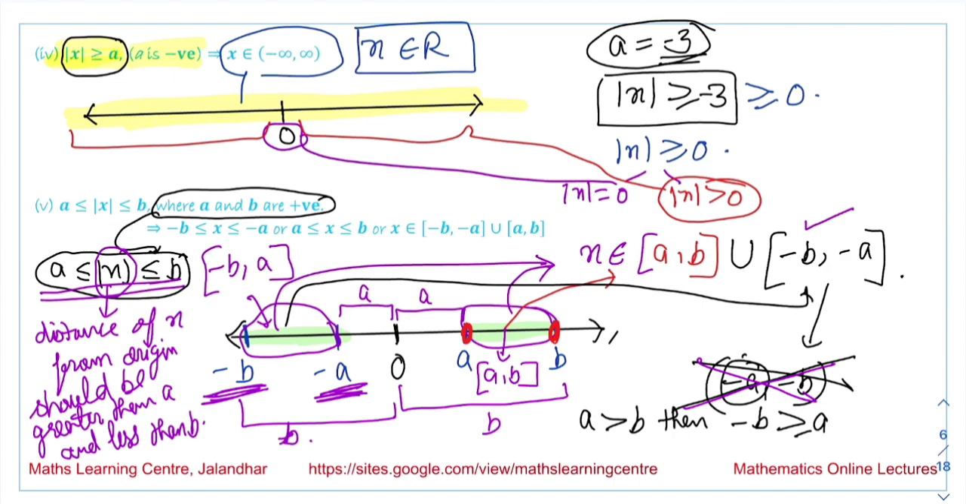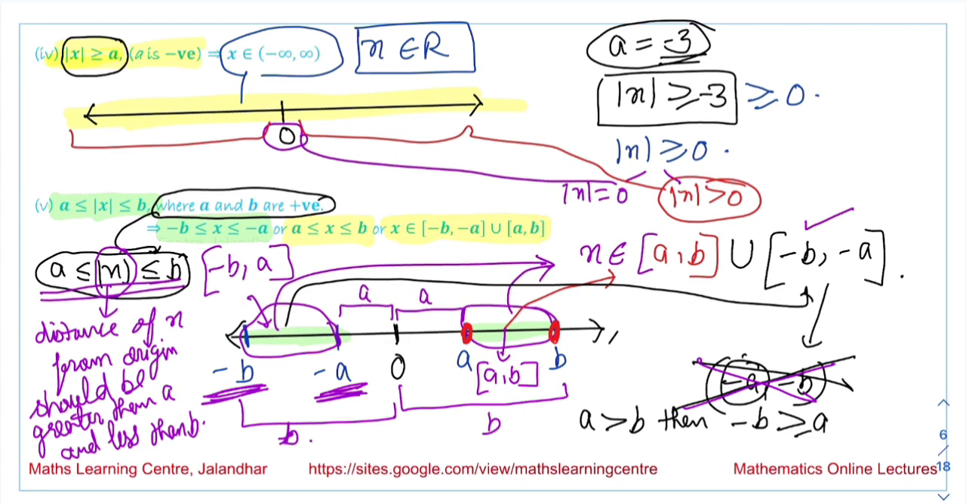So we are saying that whenever we have a is less than equal to mod x is less than equal to b, it means minus b is less than equal to x is less than equal to minus a, or a is less than equal to x is less than equal to b, and this thing is represented over here that x belongs to minus b comma minus a union a comma b.